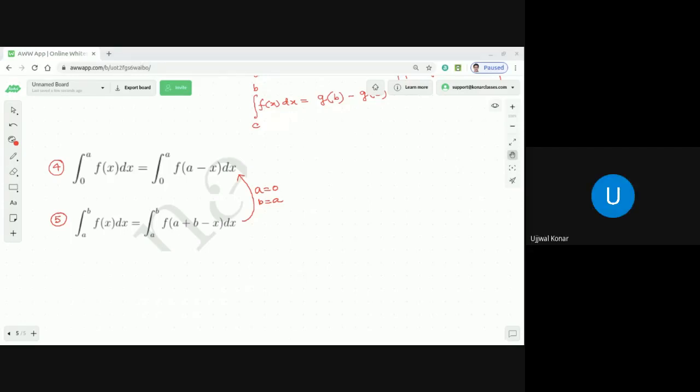Now I'm going to discuss the sixth, seventh, and there are a total of 8 properties. The sixth property I'm going to discuss now. Very important properties, especially in definite integration of trigonometric functions. It is applied a lot, and to other functions also.